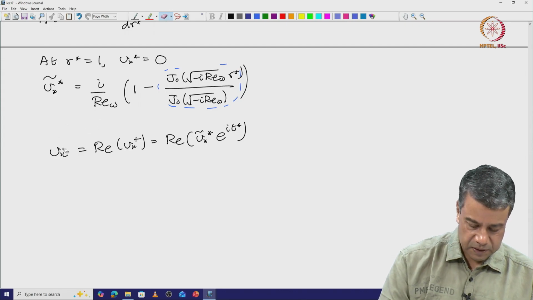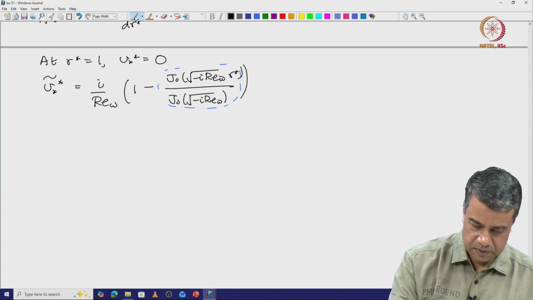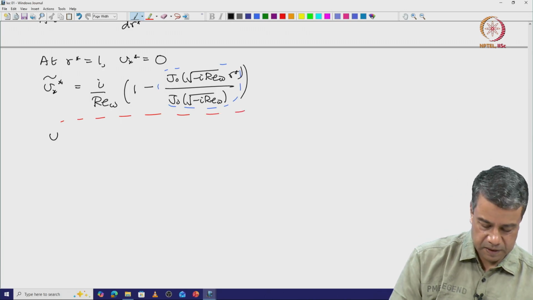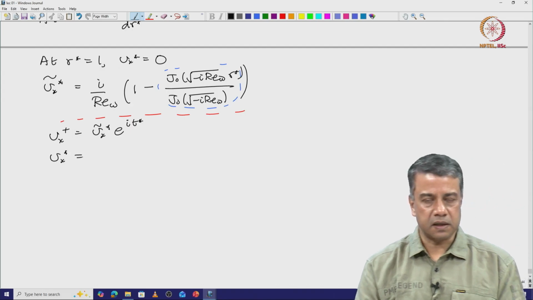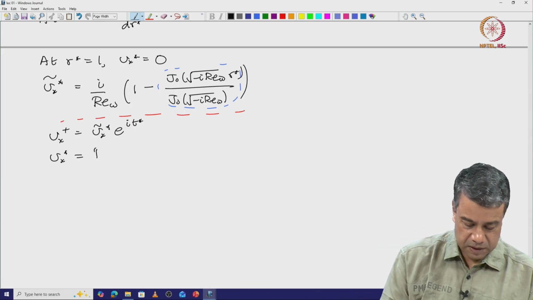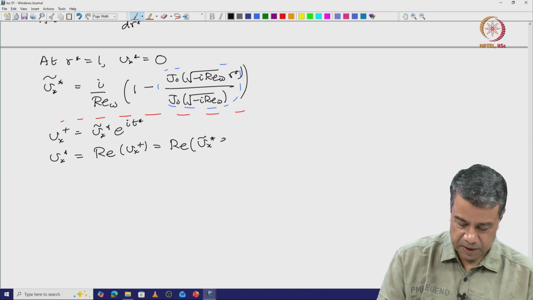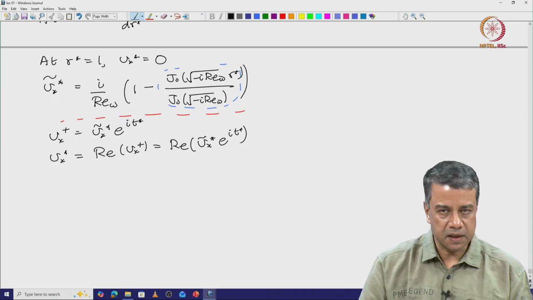We had got a solution for this complex amplitude of the velocity field. This was the final solution that satisfied all the boundary conditions. From this, we get Vx plus is equal to Vx star tilde e power i t star, and the actual velocity that we had originally wanted to solve for is the real part of this Vx plus, which is the real part of Vx tilde star e power i t star. So, you can do all of these calculations and get the velocity fields.